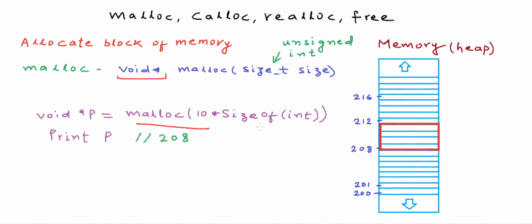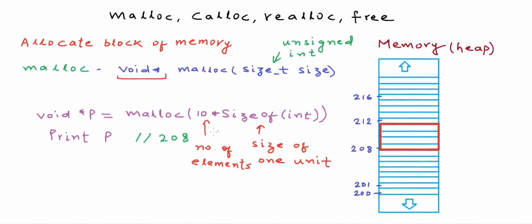Integer is a primitive data type. Sometimes you may know that sizeof integer is 4 bytes, so I can write something like 10 times 4 here, but it's not a good practice to do so. The size of a variable depends upon the compiler, and we would also be using malloc to allocate memory for complex data types. So we must use malloc like this. The total number of bytes should be written as the number of elements times the size of 1 unit of the data.